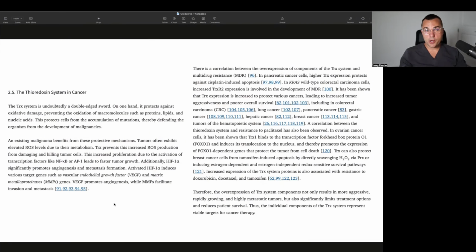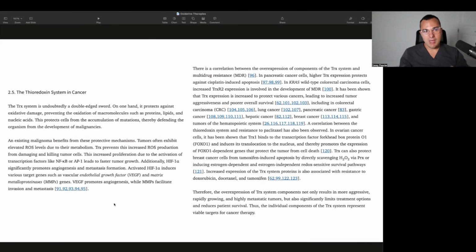Therefore, the overexpression of TRX system components not only results in more aggressive, rapidly growing, and highly metastatic tumors, but also significantly limits the treatment options and reduces patient survival. Thus, the individual components of the TRX system represent viable targets for cancer therapy.